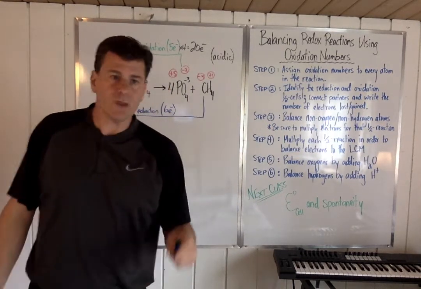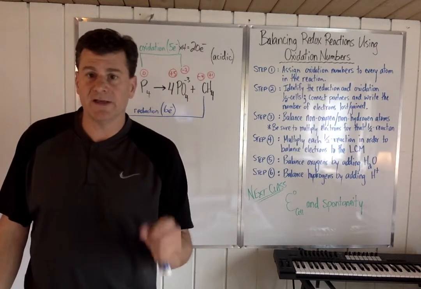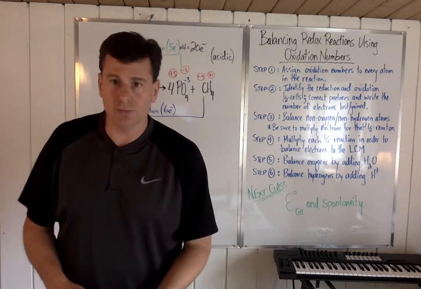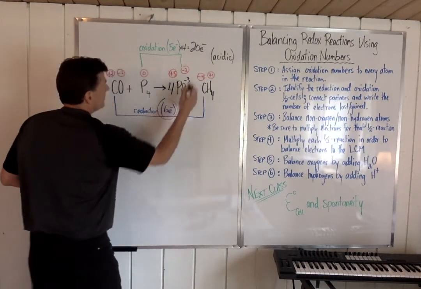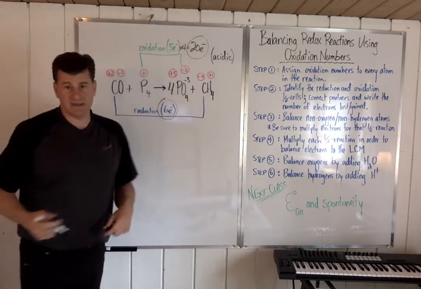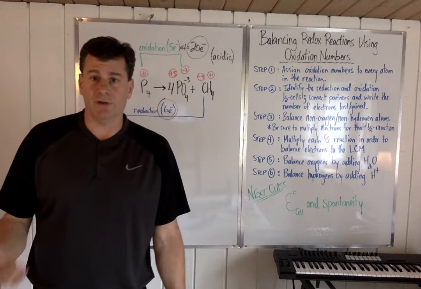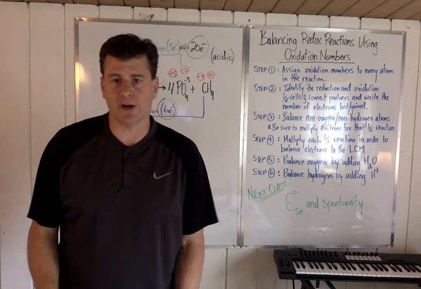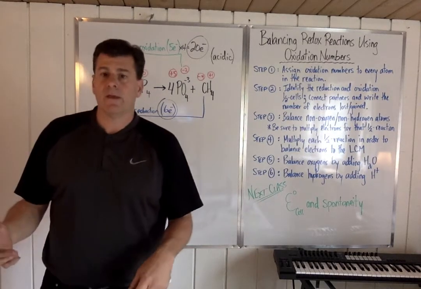Step 4. Multiply each half reaction in order to get the electrons balanced. Okay, so the lowest common multiple. So you look at your 6 and your 20 now, and you say, okay, what's the lowest common multiple of 6 and 20? And you might say, well, just multiply them together and it's 120. Or multiply this guy by 6 and this guy by 20.